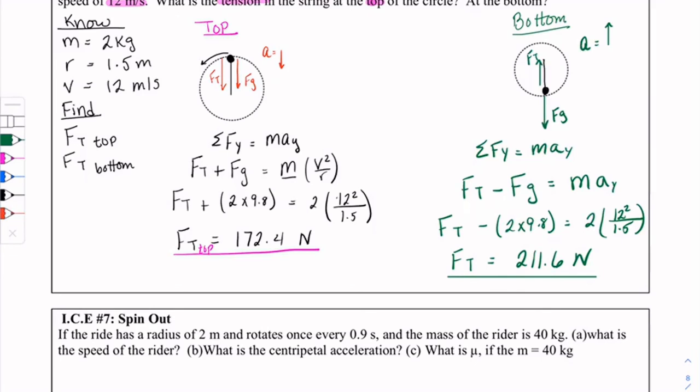So you can see there's a huge difference between the tension force at the bottom of the circular path compared to the top of the circular path. Because at the top of the circular path, Fg is helping the centripetal acceleration. At the bottom of the path, Fg is hurting the motion towards the center because it's in the opposite direction.